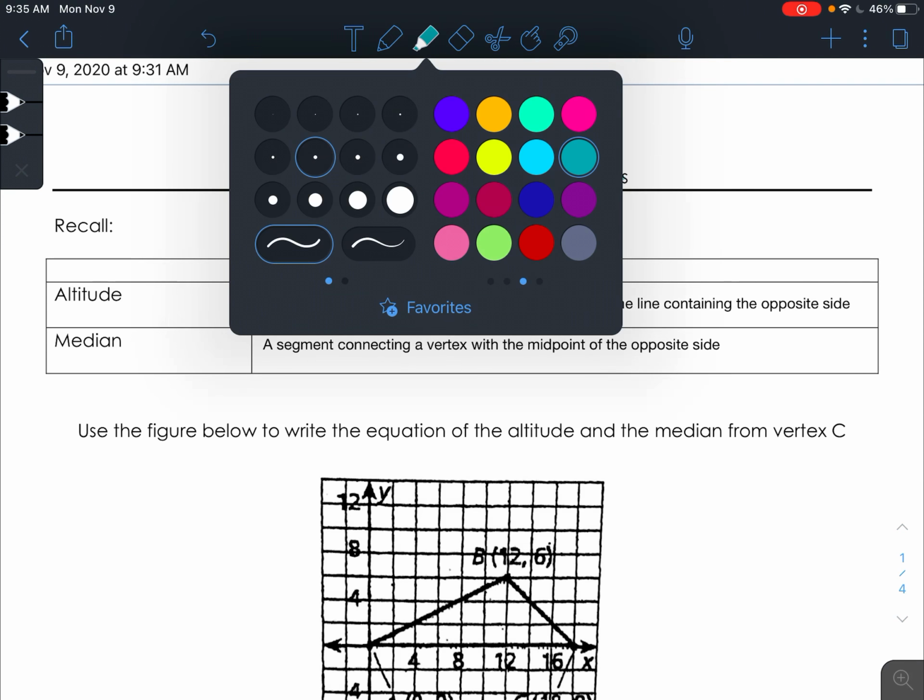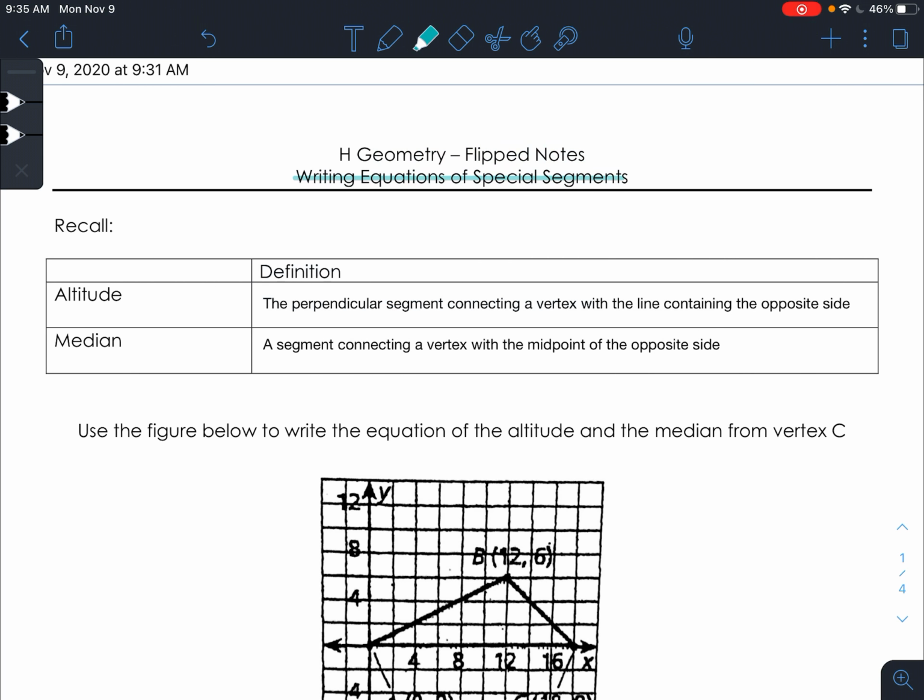So the first one is an altitude. An altitude is the perpendicular segment. That's a really important phrase right there. Connecting the vertex with the line containing the opposite side. So perpendicular segment is the key idea there. And now with median, it's a segment that connects a vertex with the midpoint. That's a very big idea of the opposite side.